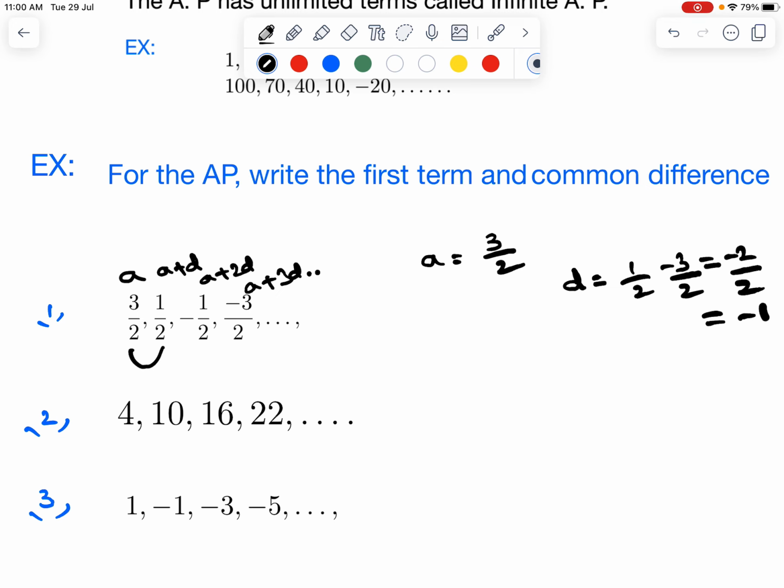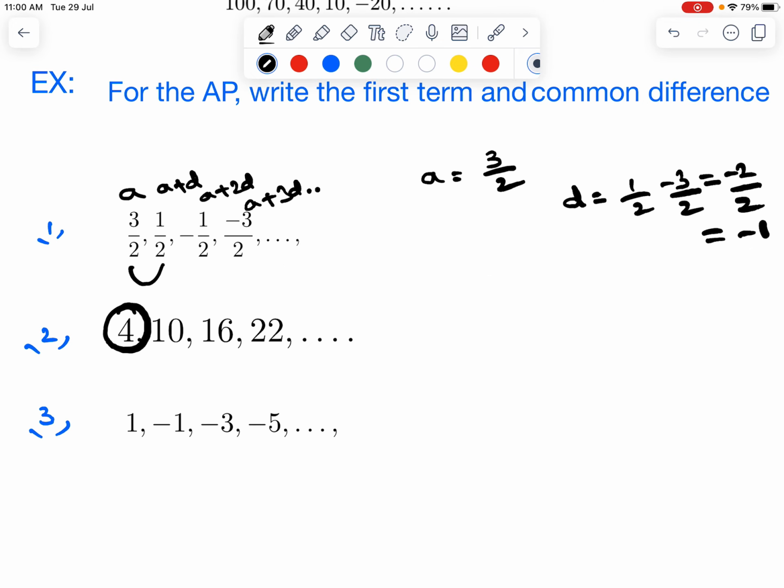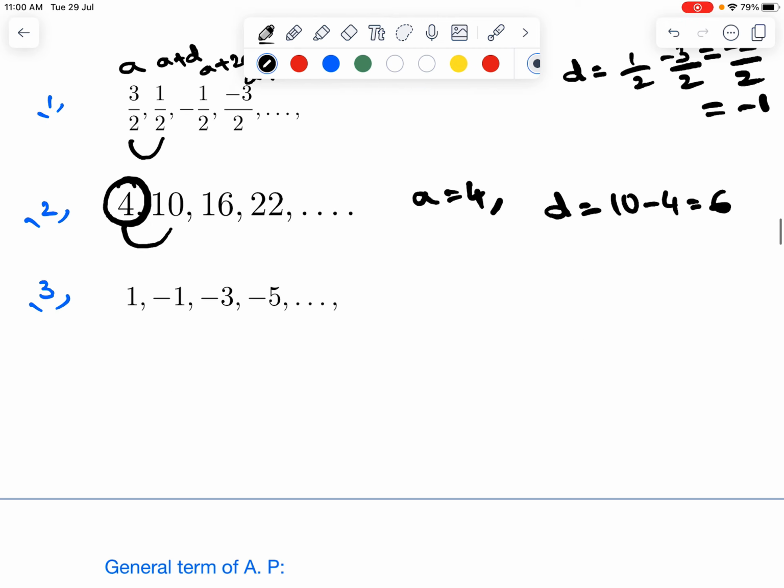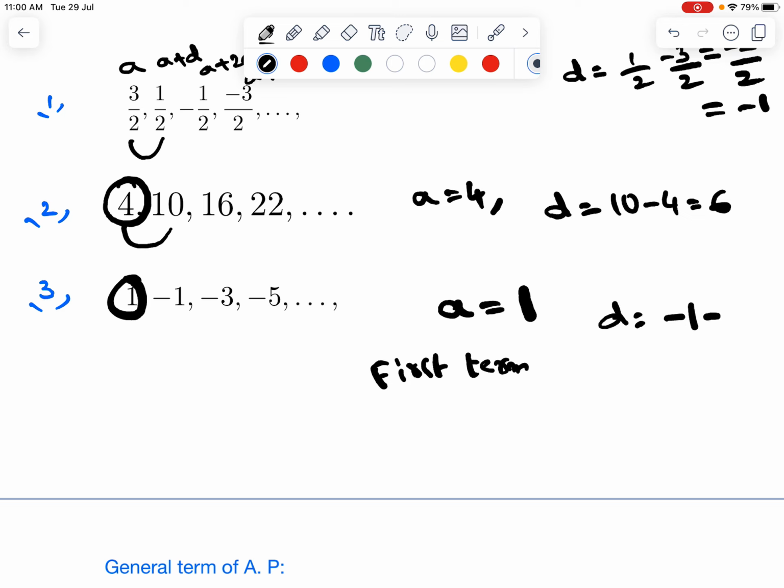That is equal to minus 1. Next sum. Here the first term a is equal to 4 and common difference d is equal to 10 minus 4, that is equal to 6. Third sum, example: a is the first term, a is equal to 1, and d is equal to minus 1 minus 1, that is equal to minus 2. Therefore, this is the first term and this is the common difference.